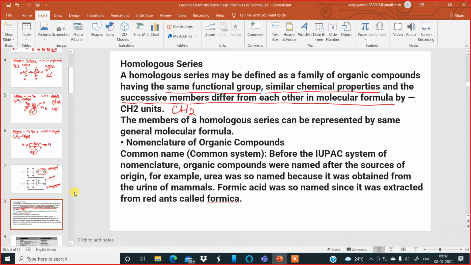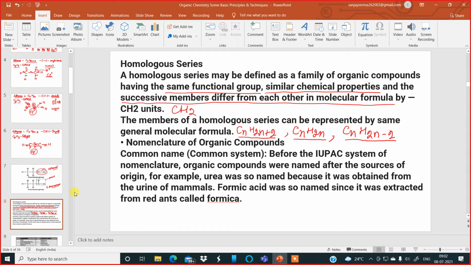Like I was talking about alkanes. The alkane general formula is CnH2n+2. All the alkanes will follow this formula. I was also talking about alkenes, CnH2n. All the alkenes will follow this general formula. I was also talking about alkynes. Alkynes have a general formula CnH2n-2. So all the alkynes will follow or obey this general formula.